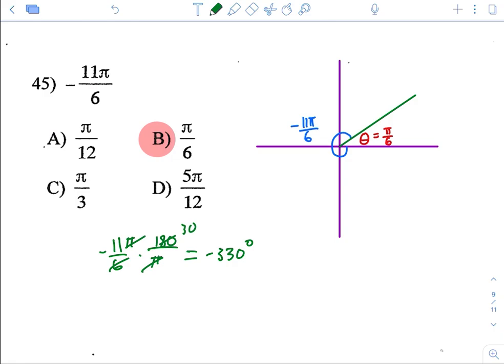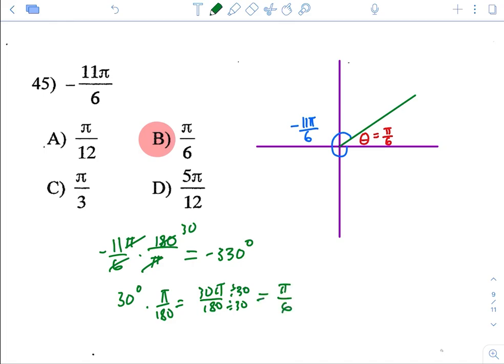If you're using degrees and you know that's negative 330, and a whole circle is 360, then 360 minus 330 means this would be 30 degrees. And if you had to convert 30 degrees to radians, it's times pi over 180. Then you could divide top and bottom by 30 to get pi over 6.